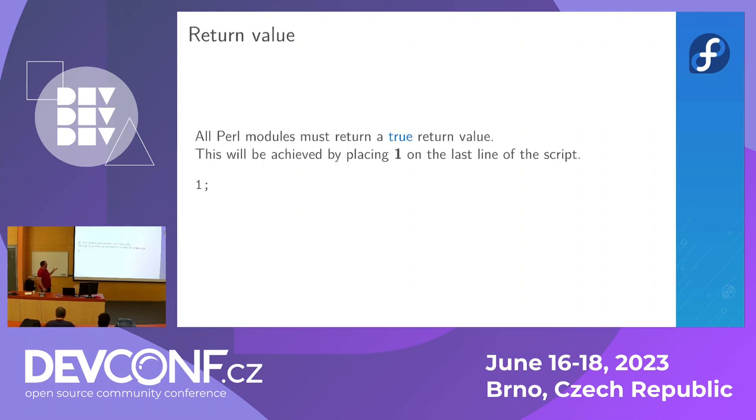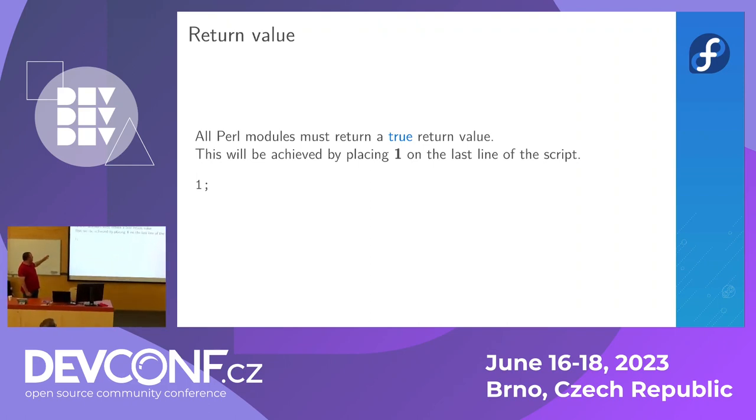And then each Perl module must return a true return value. So right at the end, you have to place a one. When I started with OpenQA, I didn't know that. And I often would omit the one. And then I was getting errors all the time, and I couldn't run it, and I didn't know why. And then I realized there must be the one.